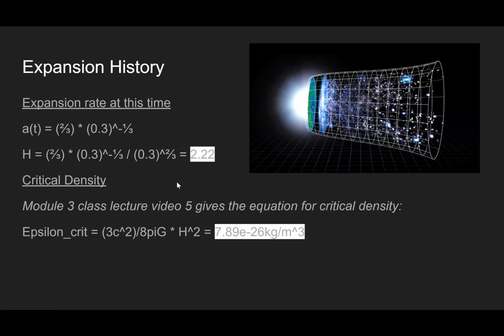Next, calculating the critical density. Module 3, class lecture video 5 gives us the equation for calculating the critical density, which is going to be 3 times c squared over 8 pi G times H squared. Plugging all of those numbers in, you get 7.89 times 10 to the negative 26 kilograms per meter cubed.